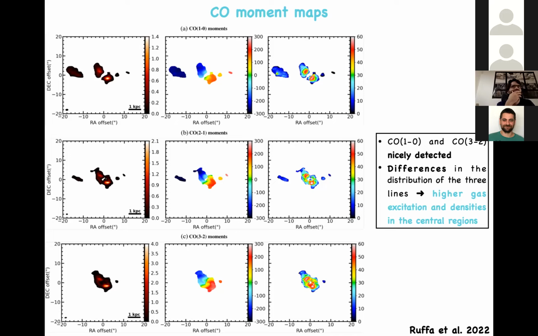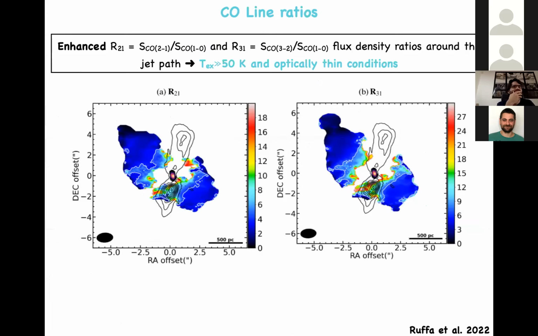And knowing that higher J CO transitions require higher temperatures and density to be excited, the distribution of the CO points toward the presence of higher gas excitation in the central regions. This is confirmed also by the R21 and R31 flux density ratios, showing enhanced line ratios in the region around the radio jets, here overlaid in black contours.